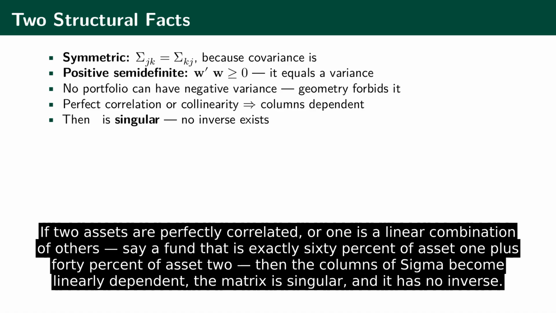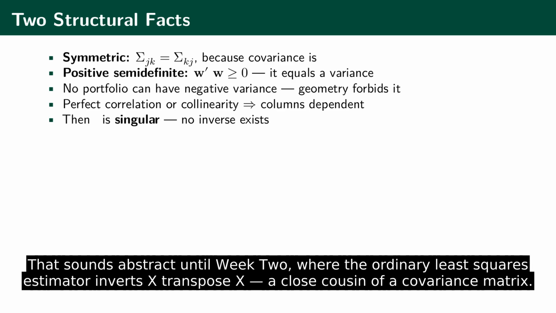Now, the failure mode to flag. If 2 assets are perfectly correlated, or one is a linear combination of others, say a fund that is exactly 60% of asset 1 plus 40% of asset 2, then the columns of sigma become linearly dependent. The matrix is singular and it has no inverse.